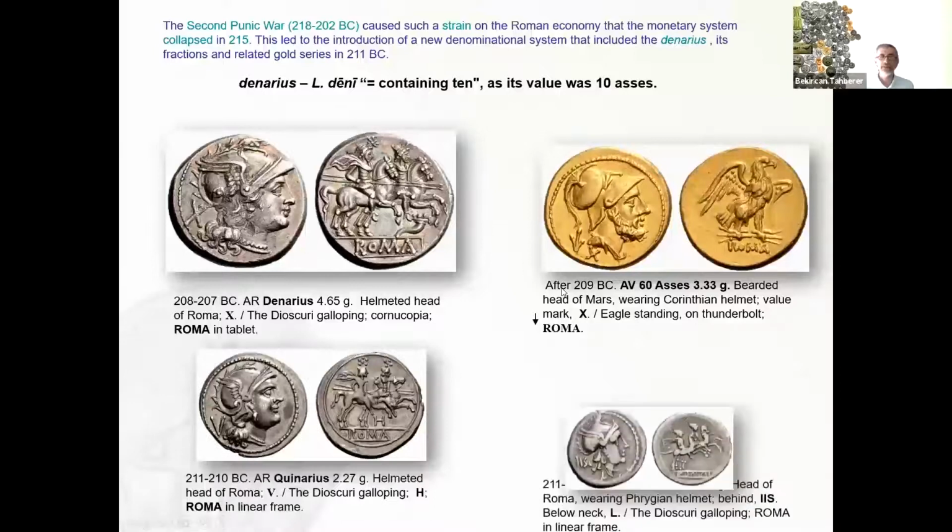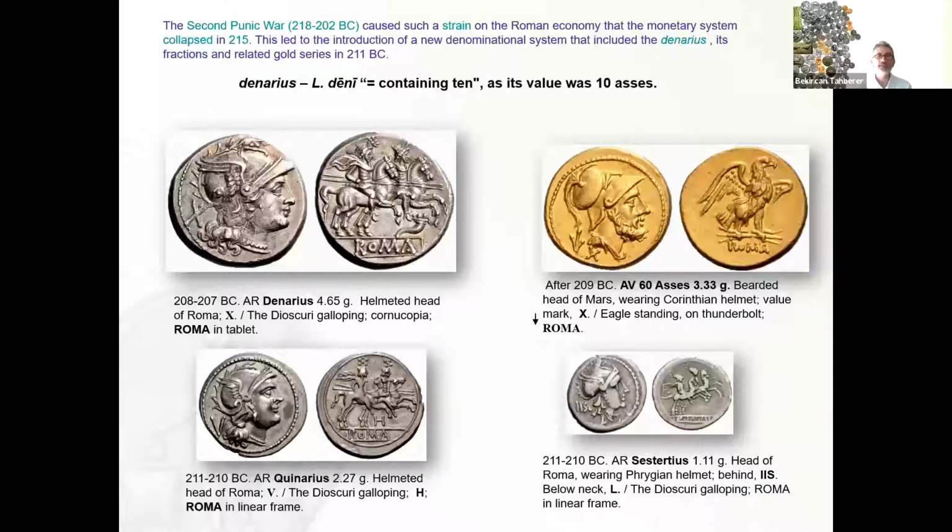Here they are. So the denarius, in Latin deni, containing 10, as its value was 10 asses. So you always see the X mark, the 10 mark, behind the head of the helmeted head of Roma. And the smaller denominations, they all had their sign. And the gold coins had their sign. And even the sestertius, famously known as large bronze coins during the imperial times, started as a silver fraction of the denarius.